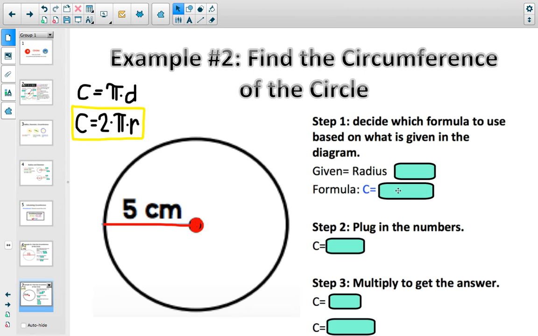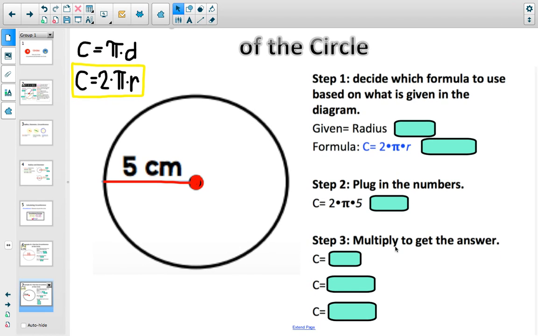So the formula again, we're using C equals 2 times pi times r. Step 2, we need to plug in the numbers that were given. So the 2, you're always going to have a 2 in this formula. It's just part of the formula. So 2 times pi. So again, you can write pi, you can write 3.14. Here I just wrote pi times r is 5.